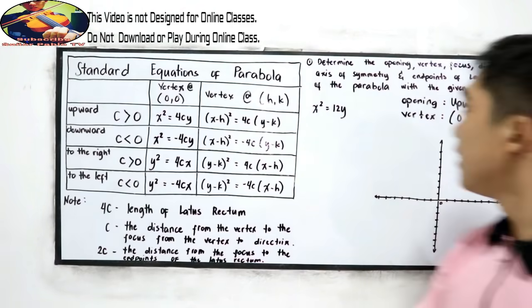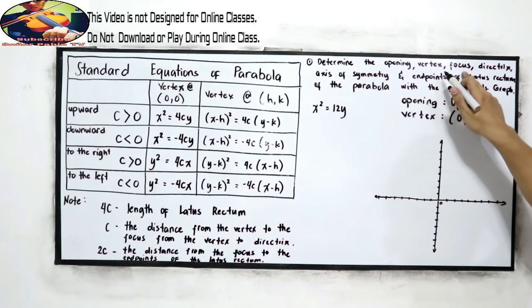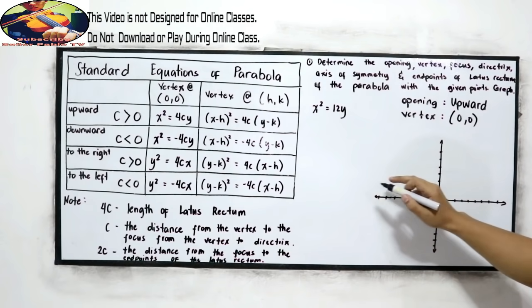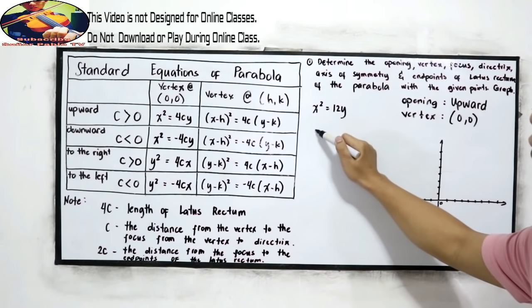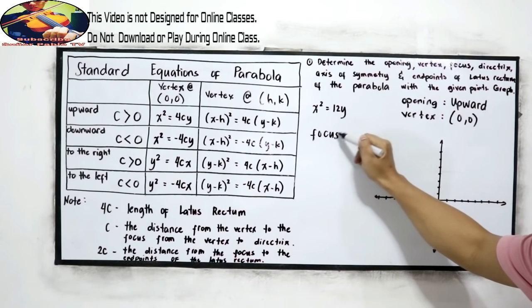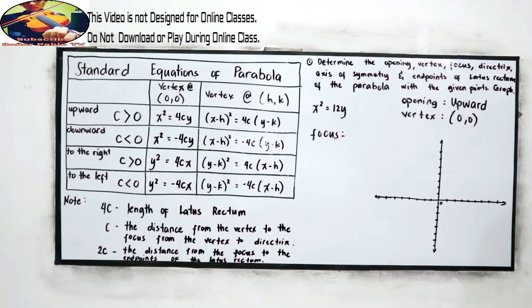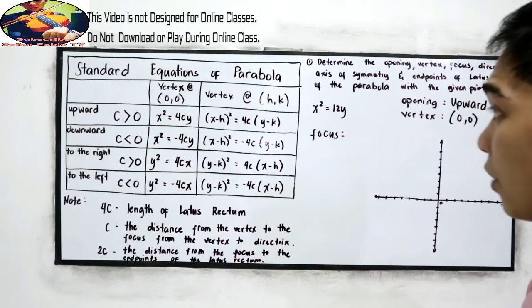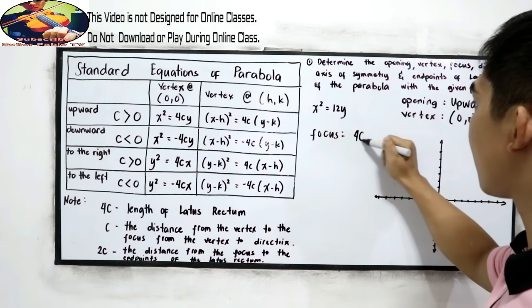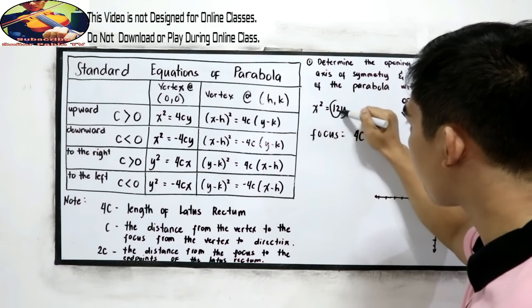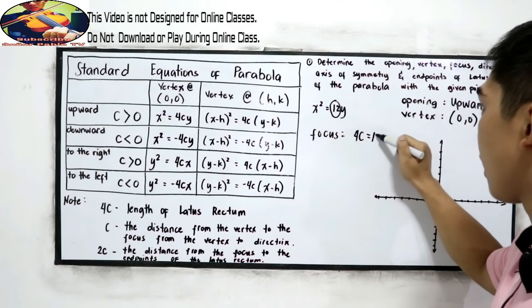Upward. Next, find the focus, directrix, and axis of symmetry. So first, let us find the focus. To find the focus, let us find first the value of c. So to find the value of c, we have here 4c is equal to, this is our 4c, which is 12.